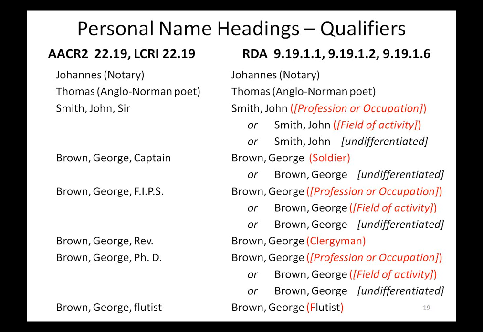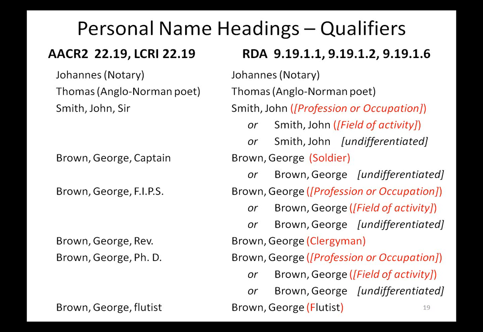So you can see that these terms of honor, terms of address, title of position, etc. are no longer used in RDA. Instead, we're told that if we need something to differentiate people with the same name and we don't have dates or fuller forms of name, we have an order of preference. And the first order of preference would be to add the profession or occupation of the person to the access point. If that is unavailable, we can add a field of activity. Or if we have nothing available, we would end up with an undifferentiated name.